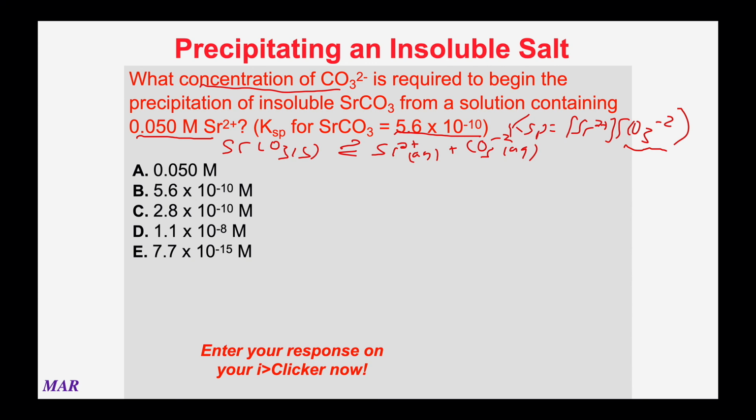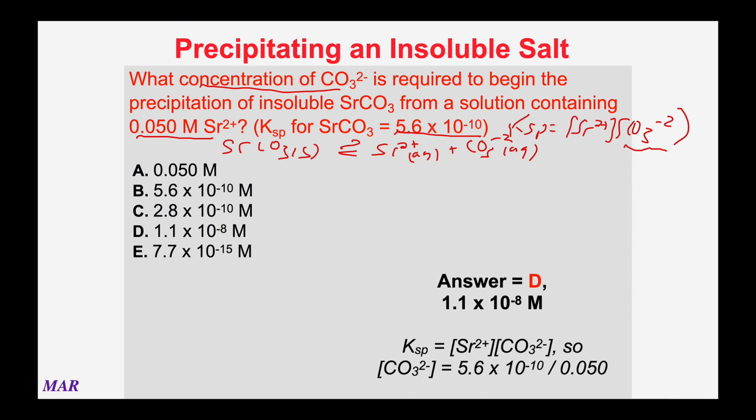So you can take Ksp and divide it by 0.050, and whatever that is, that's going to be the answer. So when you do that, it comes out to be 1.1 times 10 to the minus 8th. That's the level of carbonate required to precipitate strontium carbonate from a solution. And again, it's pretty small. Strontium carbonate really wants to form. That's a very small K. Good to go.